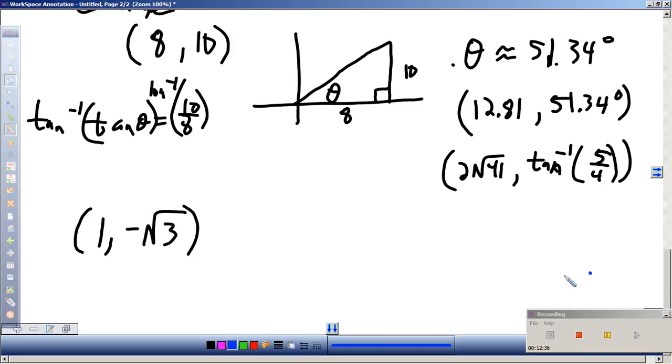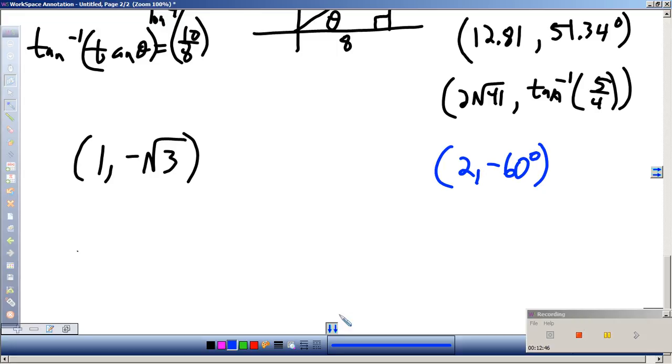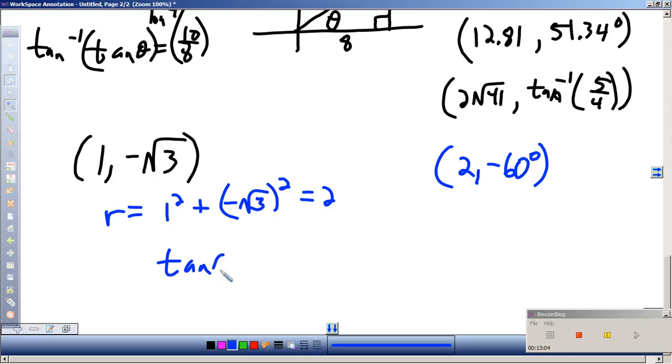What's an answer somebody got? Negative 60 degrees. Yep. So how did you get it? So 1 squared plus negative root 3 squared. That's easy. This is going to be 2. Then we can say tangent of theta equals negative root 3 over 1, which is negative square root 3.